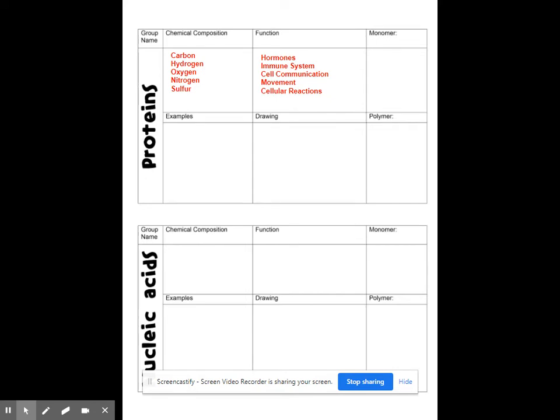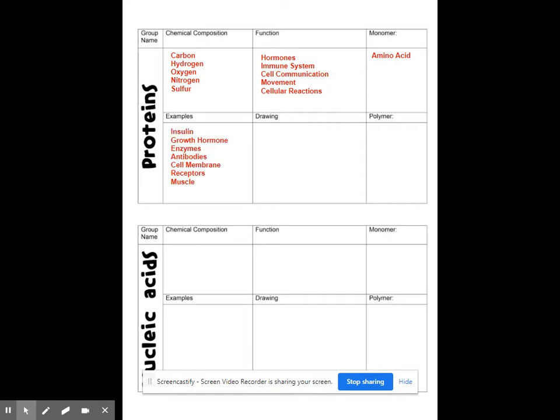These are just some of them. Some of these proteins are going to be hormones, immune system function, cell communication. In order for your cells to know what other cells are doing, proteins are responsible. Movement, like in your muscles, cellular reactions. There's a lot of functions that proteins have. They're really, really important. The monomers that make up proteins are amino acids. So you string a bunch of amino acids together and you get a big giant protein.